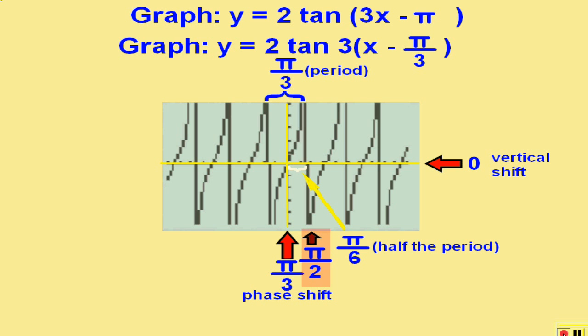We would then add pi over 3 again and again, or subtract pi over 3 again and again, because it is the period, and we will get all the other asymptote lines.